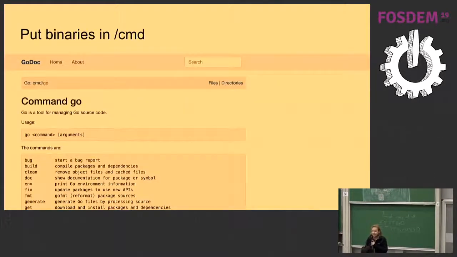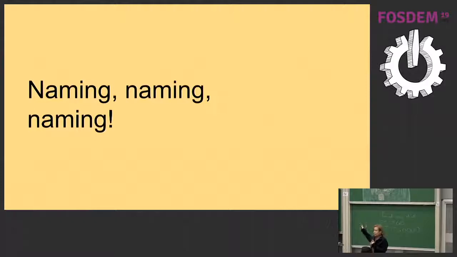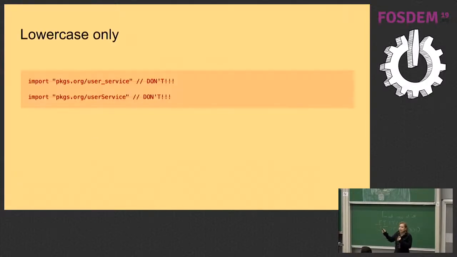Anyways. Put binaries in commands. This is very common. All the main functions should go into /cmd. This is the Go tool in the Go core repository. I will talk about some naming stuff.